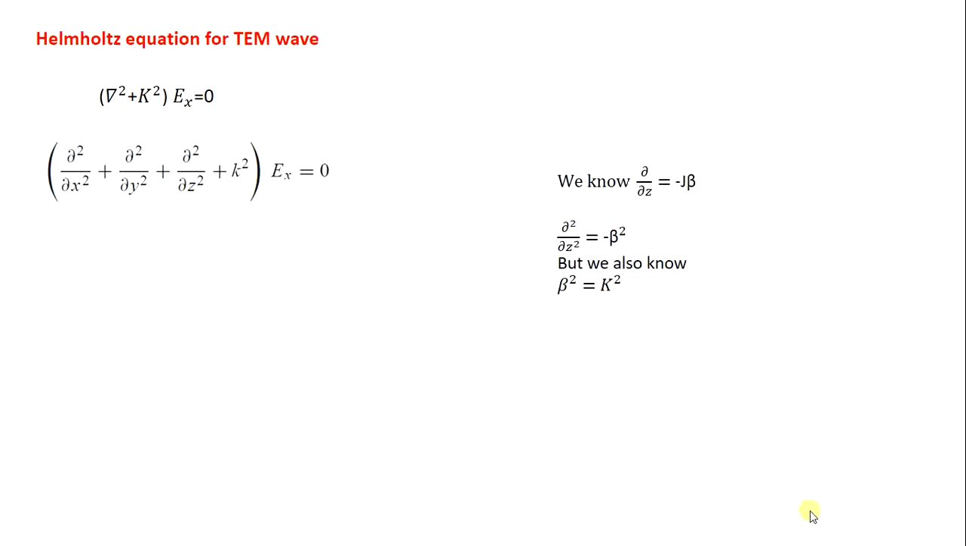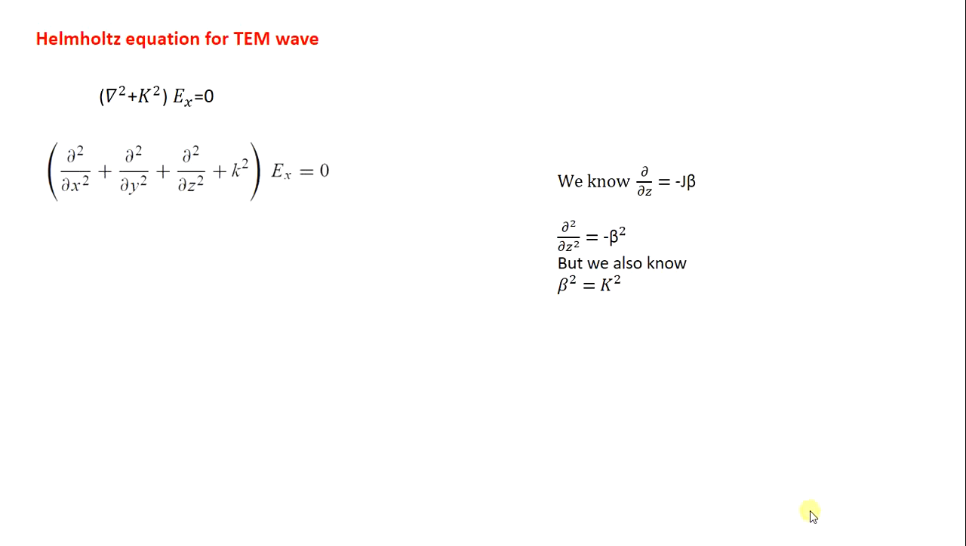Now coming to the Helmholtz equation for TEM wave, it is given as del square plus k square Ex equal to 0. Del square here is ∂²/∂x² plus ∂²/∂y² plus ∂²/∂z², plus k square into Ex equal to 0. We know ∂/∂z is equal to minus j beta. If we do ∂²/∂z², it will be minus j beta into minus j beta, which will be equal to minus beta square.